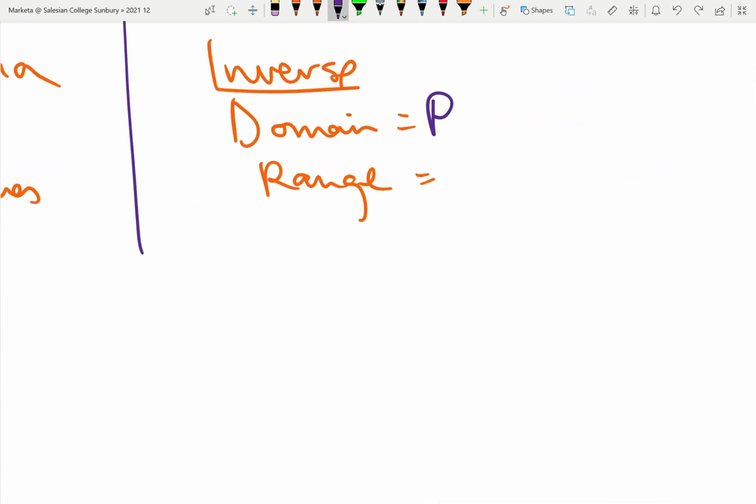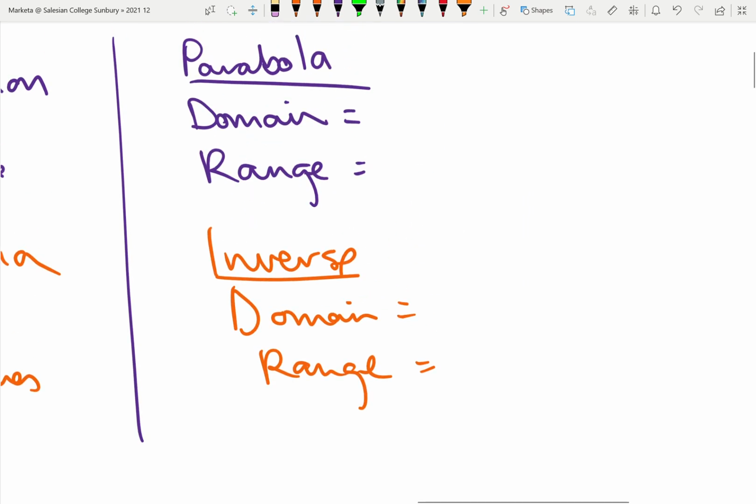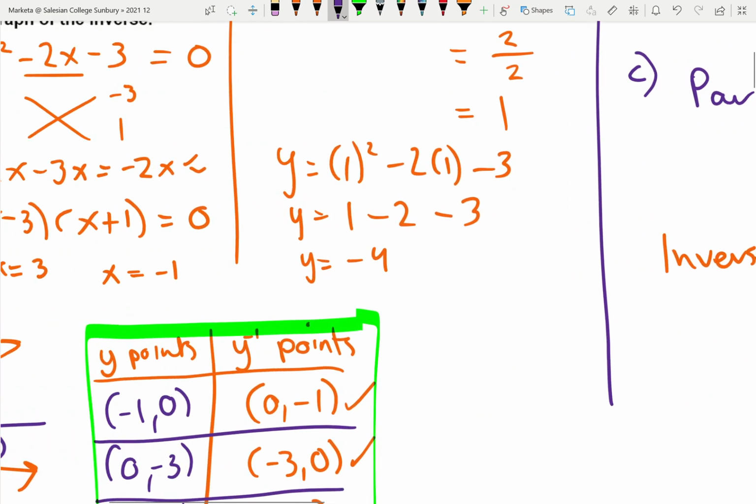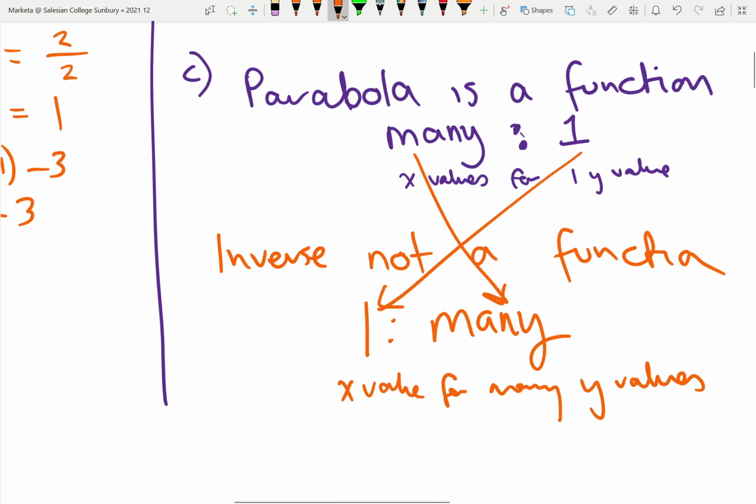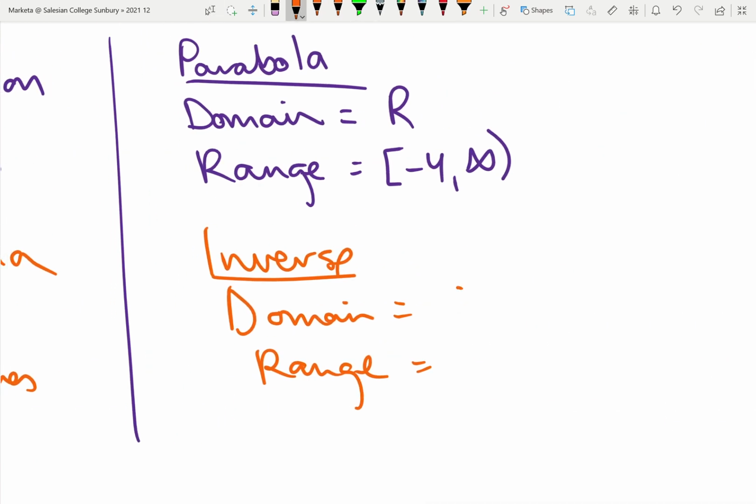Oops, wrong one. And negative 4 to infinity. And let's look for the inverse. So the inverse, we see the domain is negative 4 to infinity now. So we're going from negative 4 to infinity, and the range is going to be R, because although these ones look pretty flat, they're actually continuing forever. So let's write that down. The domain is negative 4 to infinity, and the range is R.